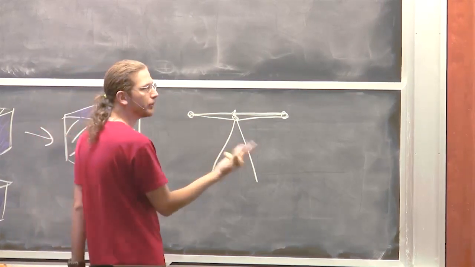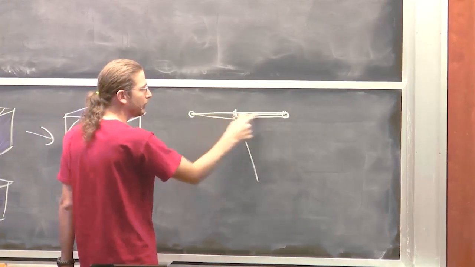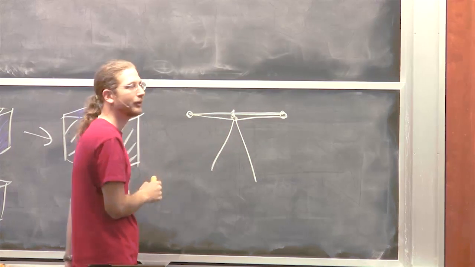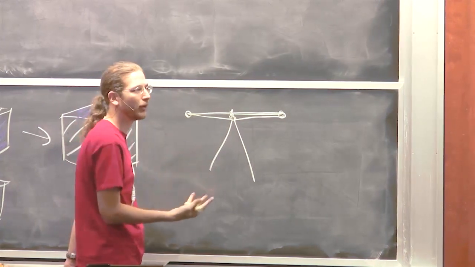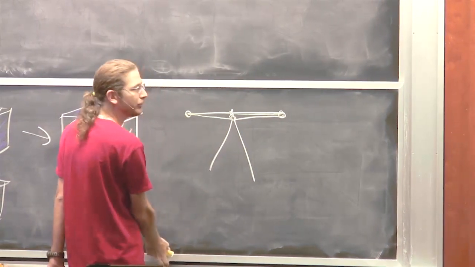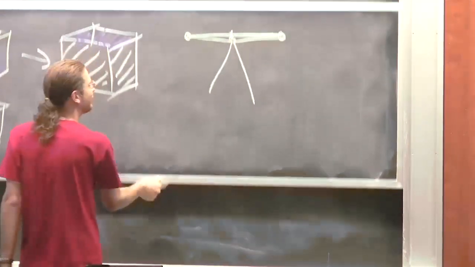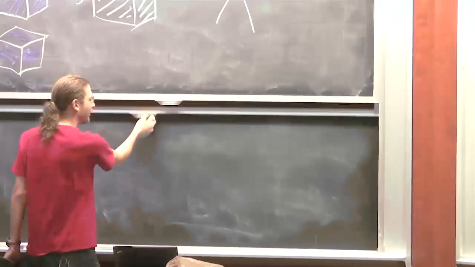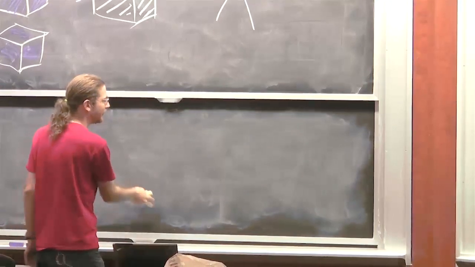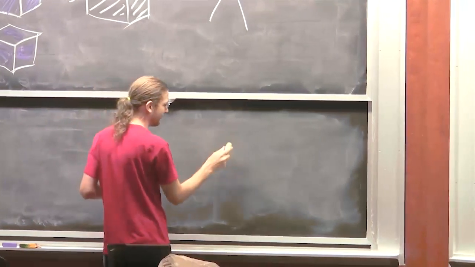Well, a different idea is, what if you allow this point to be able to slide along that bar? Is that some new kind of linkage that's more powerful or something? Turns out, no, it's not more powerful. You can simulate that too. So I thought I'd show that. I had to think about it. It's kind of fun. This would have made a good problem set problem, but I decided to cover it.